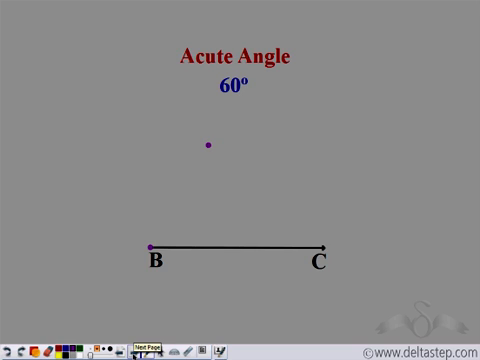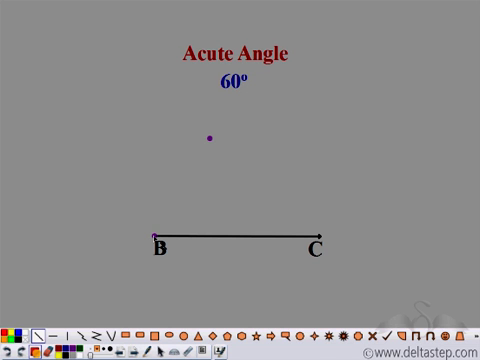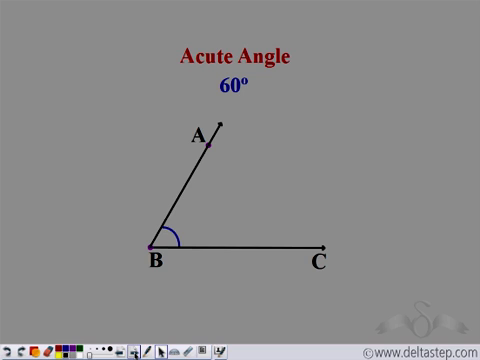And now we join these 2 points. We call this point A. This becomes angle ABC. We say angle ABC is equal to 60 degrees. So we have made a 60-degree angle using a protractor.